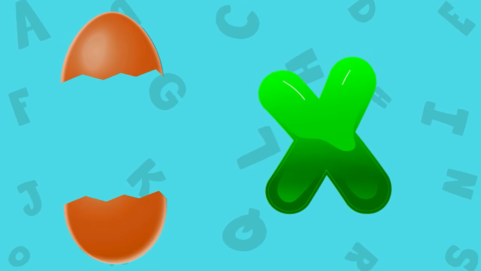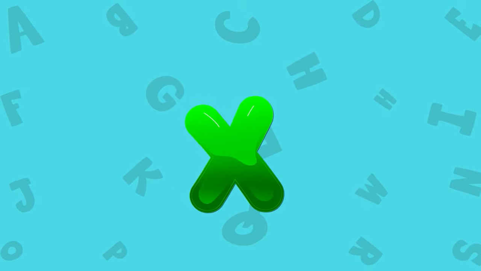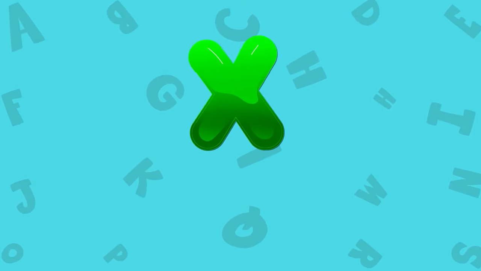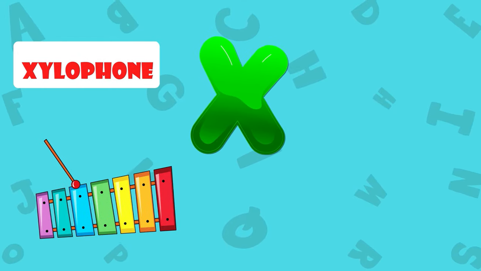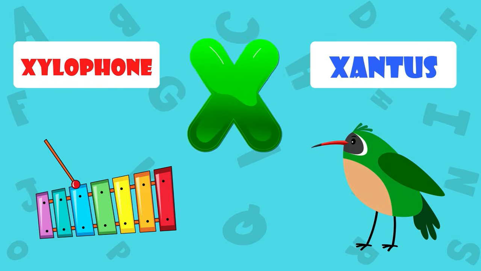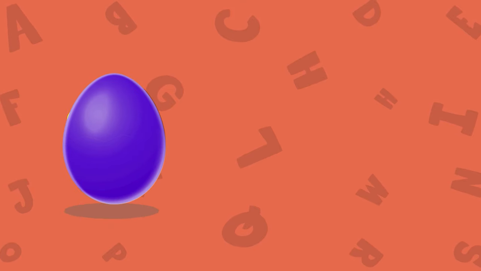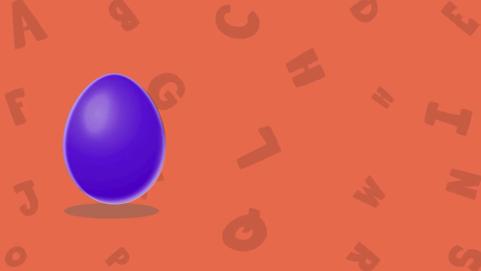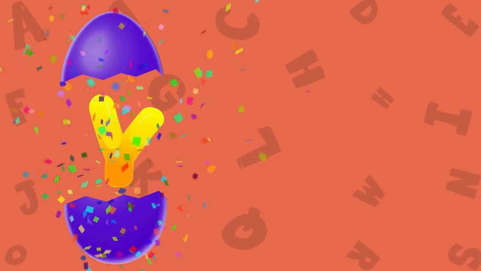Inside the brown egg, there is the letter X. X is for xylophone. X is for xanthus. Now let's open the violet egg and see what's inside. Open, open, open! Surprise! It's the letter Y.